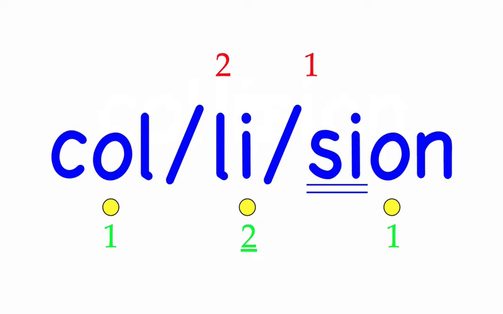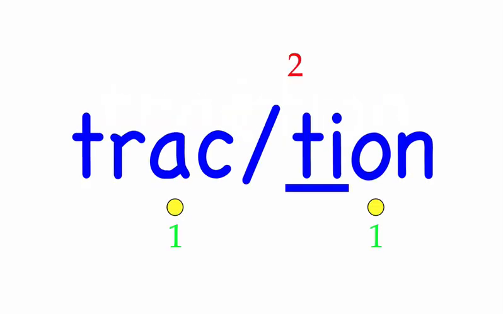Row 4. Traction. Traction. The car tried to gain traction climbing the hill. Traction. First syllable track, 4 sounds. T, r, a, k. Shun, 3 sounds. Sh, a, n. Track, shun. Mark the word. Track, shun.